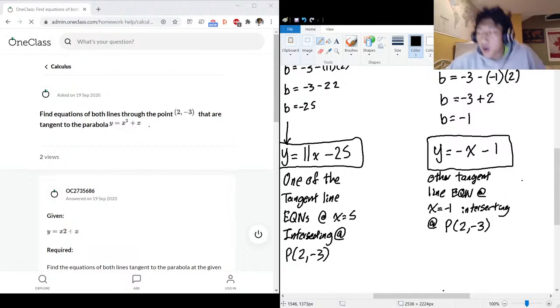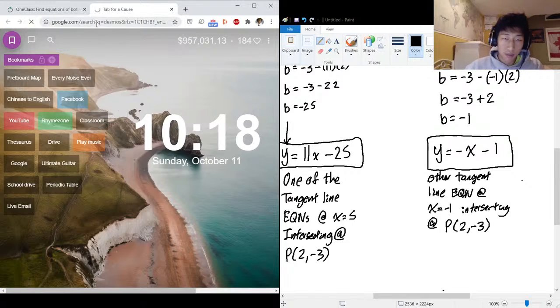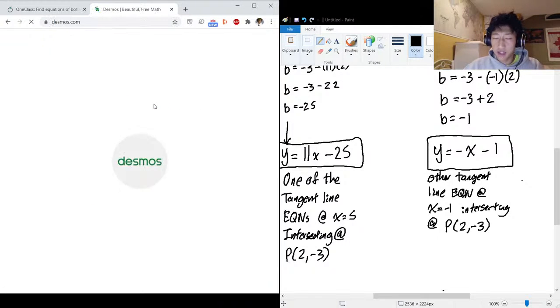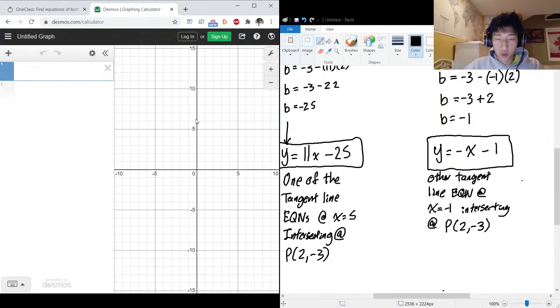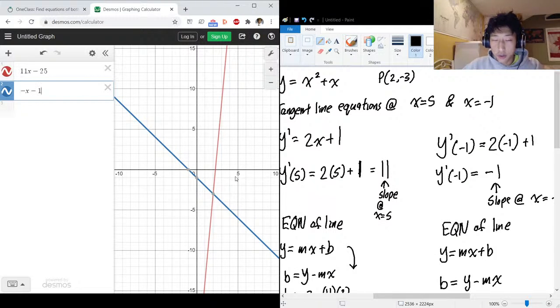How about we put these on a graph to confirm that we did this correctly? I'm going to pull up a new slide here. I'll do Desmos. Pull up the graphing calculator, Desmos. Gotta love Desmos. So let's put our first tangent line equation in, 11x minus 25. Our second equation, minus x minus 1. Hey, let's see if they intersect at the point (2, -3). Oh, would you look at that?